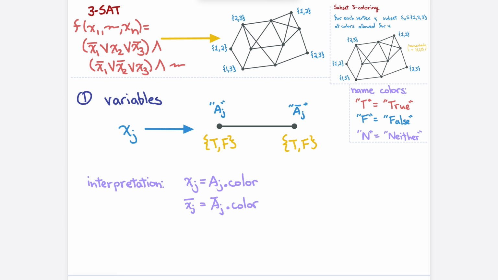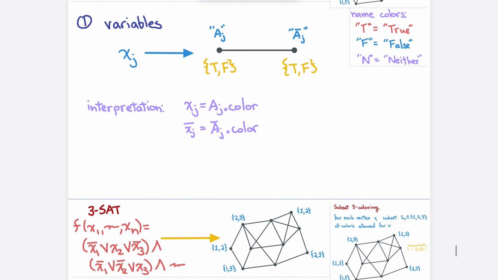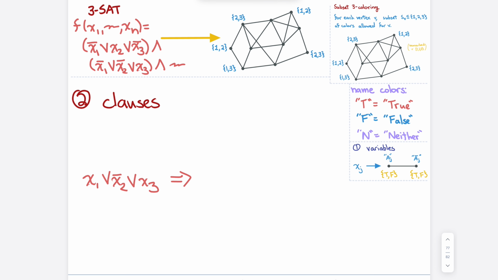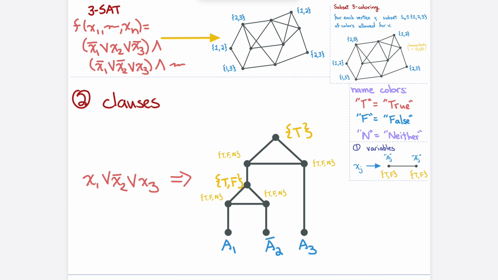Okay. That one might have been guessable. All right, this is where it gets a little more wild. Okay, so let's say I want to somehow encode this clause as some kind of list coloring problem. Then we're going to make something that looks like this.